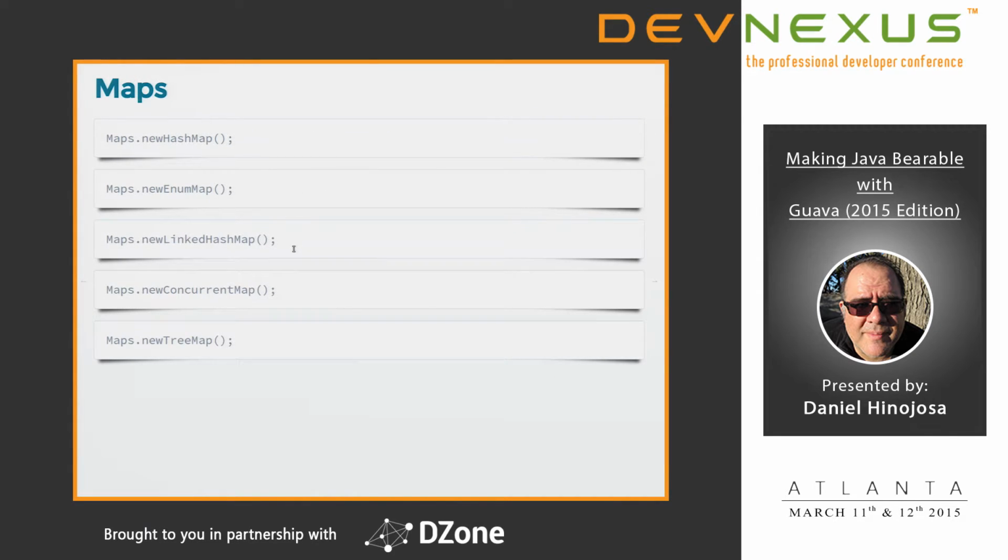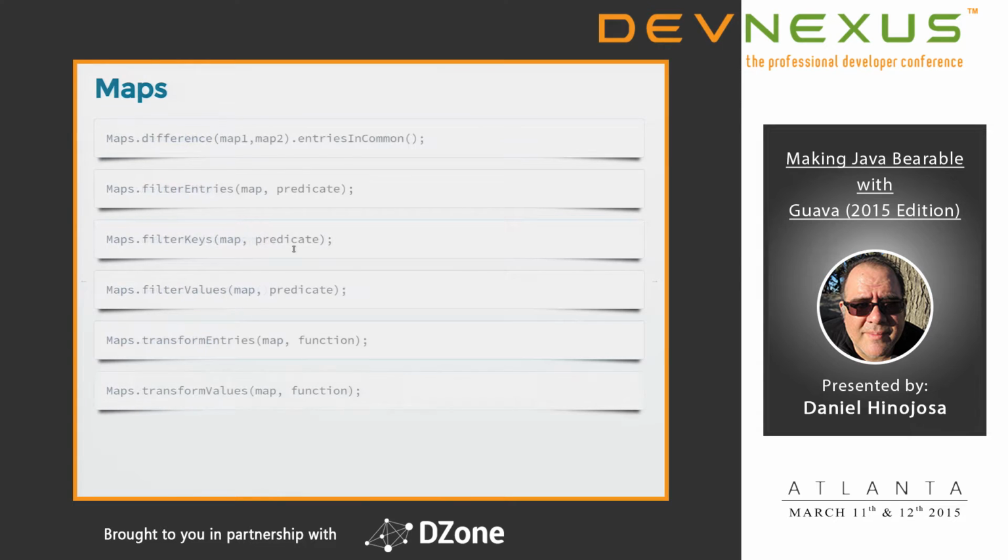For maps, I can instantly create a new hash map, a new enum map, a new linked hash map, concurrent map, or tree map. And just right away, with one line, create these collections, okay? Very much like what the Groovy, Scala, and Ruby programmers have had for years. You can kind of have that now too, where you can just create collections on the fly in one line.